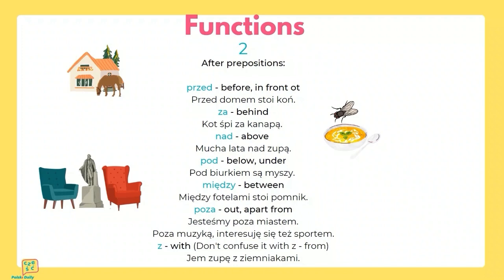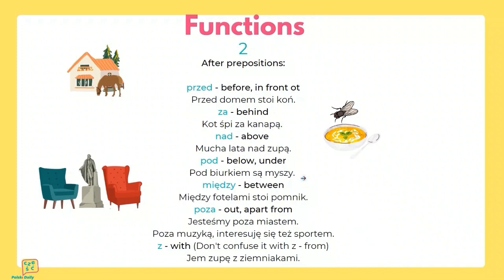Za, behind. Kot śpi za kanapą. A cat is sleeping behind the couch. Nad, above, over. Mucha lata nad zupą. A fly is flying over the soup, above the soup. Pod, below, under. Pod biurkiem są myszy. Mice are under the desk.